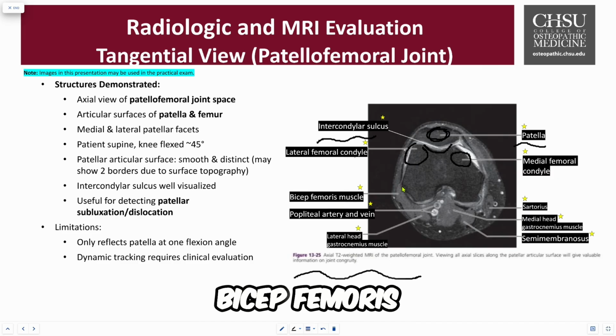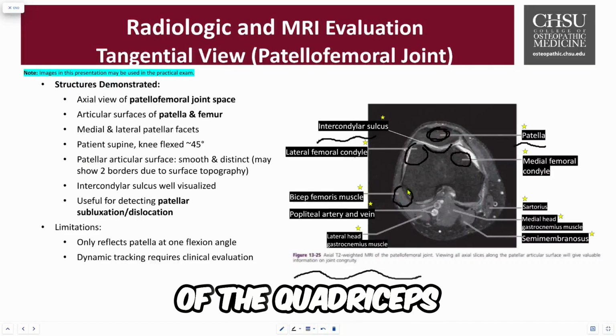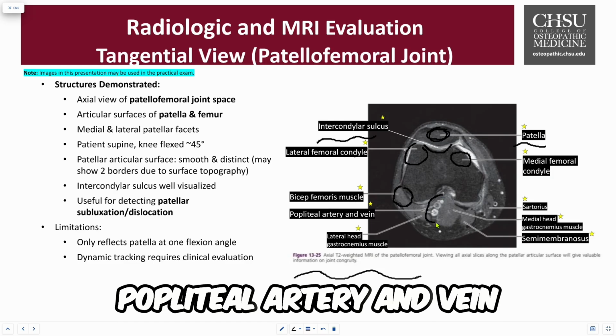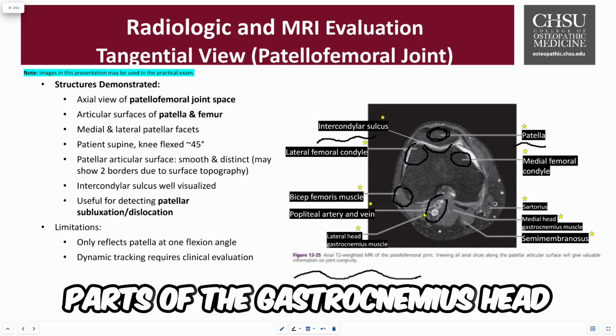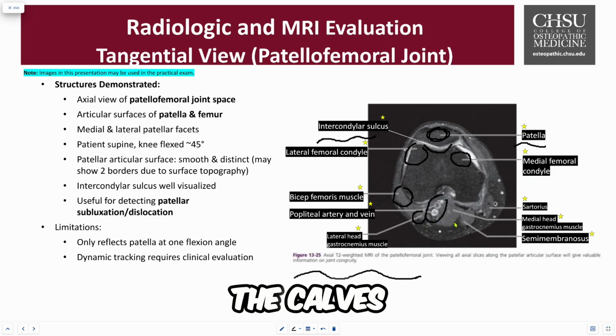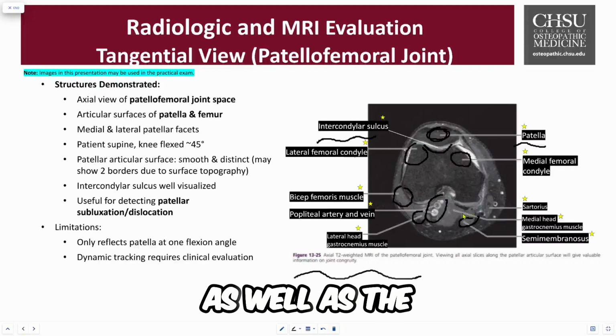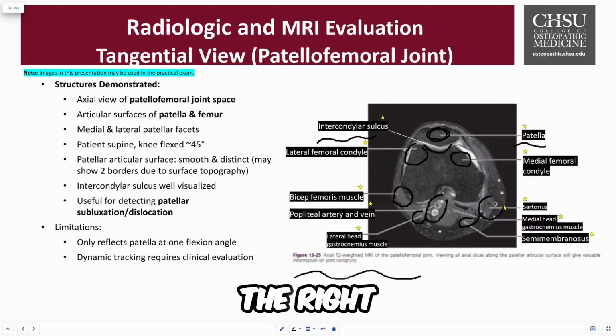You can see the muscle, biceps femoris, of the hamstrings. And then over here, we can actually see the vessels of the popliteal artery and vein. You can actually see parts of the gastrocnemius head, the calves. And then we also have the semimembranosus, SM, as well as the sartorius over here on the right. The semitendinosus will be deeper within.